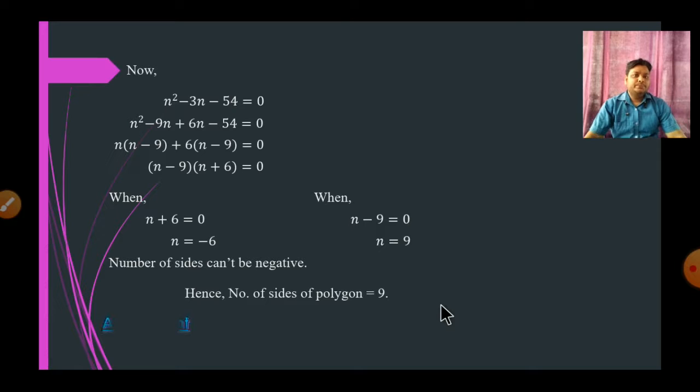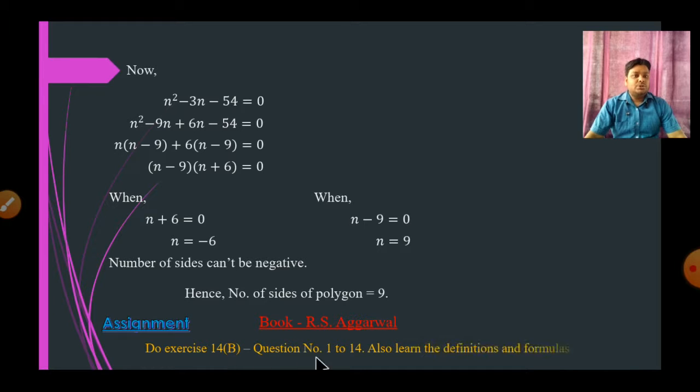Now, what do you have to do? As an assignment, in the book R.S. Aggarwal, you have to do exercise 14B, questions number 1 to 14. Okay, I have explained all the things, all the formulas that you have to use to solve questions 1 to 14. And you have to learn the definitions and formulas also.